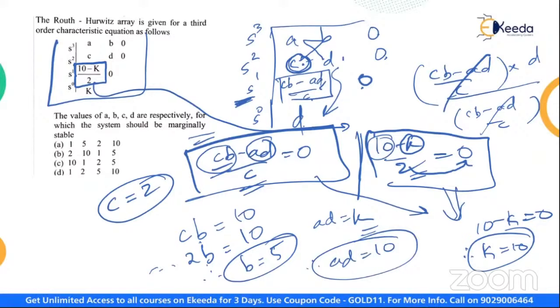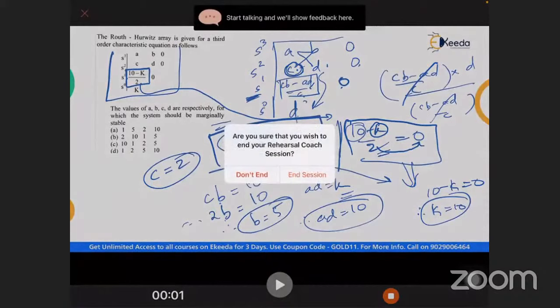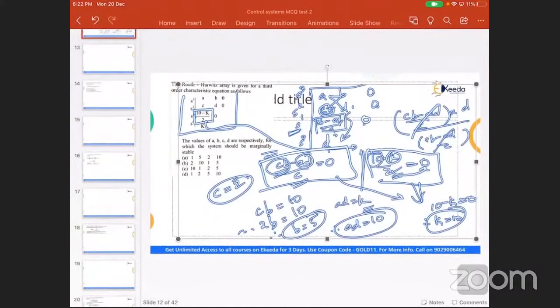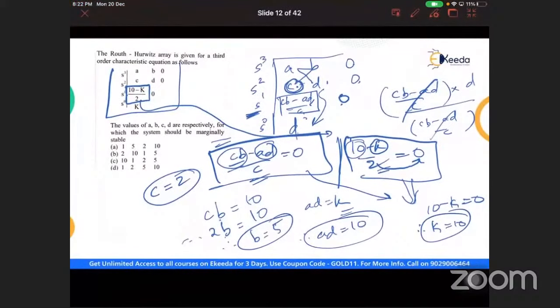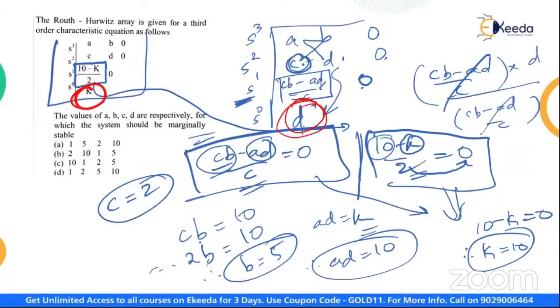Now, if AD is equal to 10, what is the value of D? Can you get the value of D? Definitely. If you compare here, you have got D, and here you have got D, and here you have got K. Is it correct? Which means D is nothing but equal to K. Correct or not? Which means this K equal to 10 is nothing but D only. So D is equal to 10.